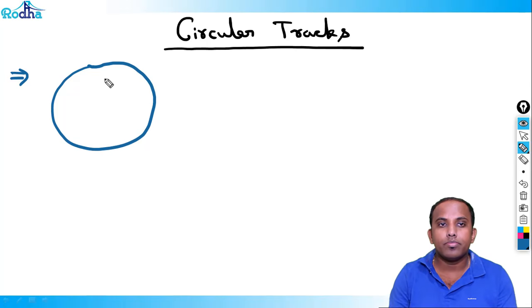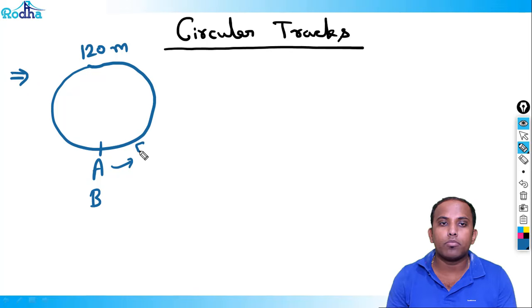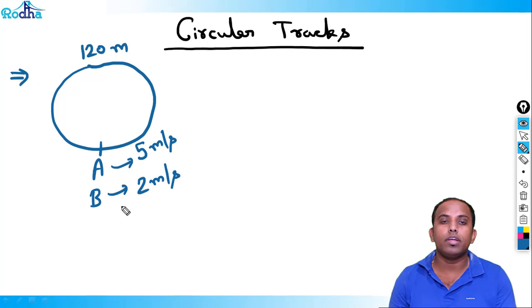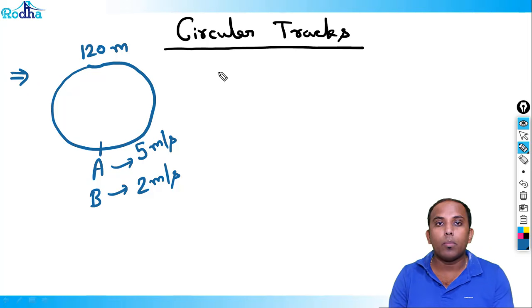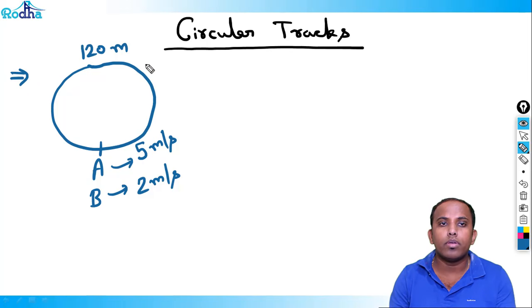So let's say there's a circular track of length 120 meters, and A and B are two people. They are running around a circular track. A is running at the speed of 5 meters per second and B is running at the speed of 2 meters per second, both in the same direction, correct? So now what will happen here? We can calculate in how much time A will reach the starting point. A will cover 120 meters in 24 seconds at the rate of 5 meters per second.